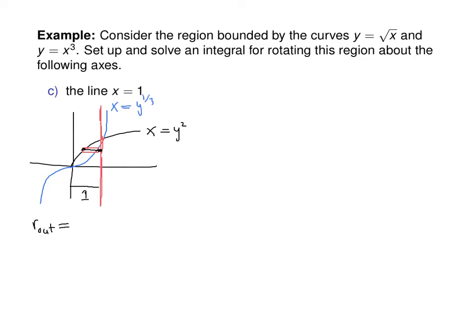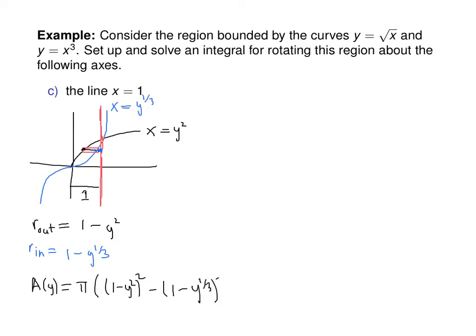So for the outer radius, that distance is 1 minus y squared. And for the inner radius, that's the distance from my axis of rotation to that inner curve, that will be 1 minus y to the 1/3. And using that, my area of a cross section is pi times (1 minus y squared) quantity squared, minus (1 minus y to the 1/3) quantity squared.